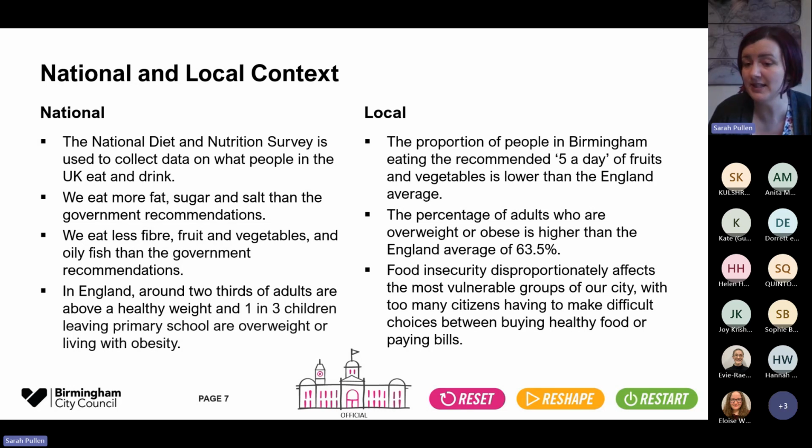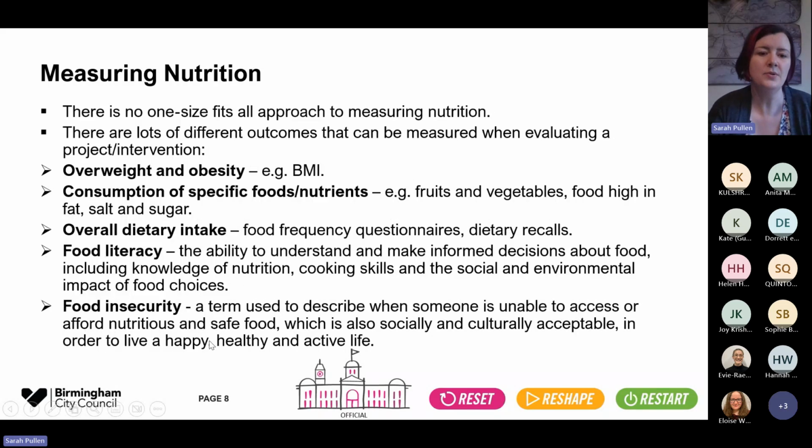And there's too many citizens having to make difficult choices between buying healthy food or paying bills. And that puts a huge strain on nutrition too. So with measuring nutrition, there really isn't a one size fits all approach. There's lots of different outcome measures that you can consider, and so there's lots of different tools that you can look at. So with overweight and obesity, the standard measurement tool that people often use is BMI.